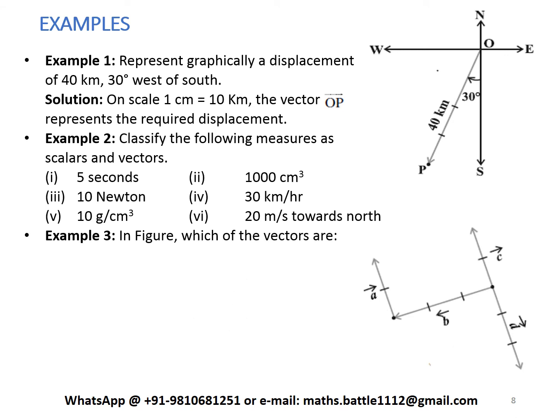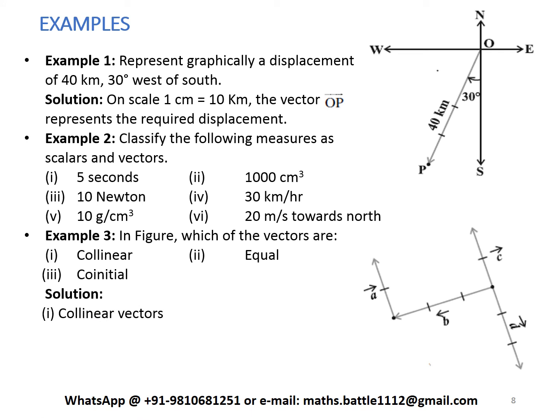In the figure, which of the vectors are collinear, equal, and coinitial? Collinear: vectors A, C, and D are collinear. Equal: vectors A and C are equal. Co-initial: vectors B, C, and D are co-initial vectors because all are starting from point A.